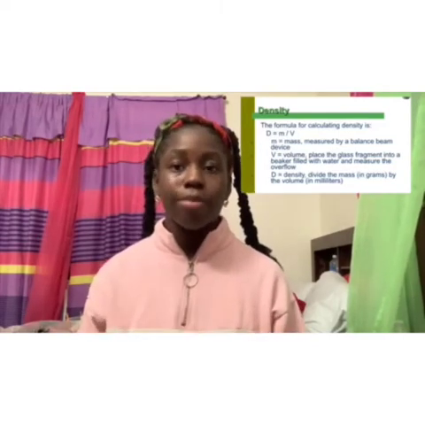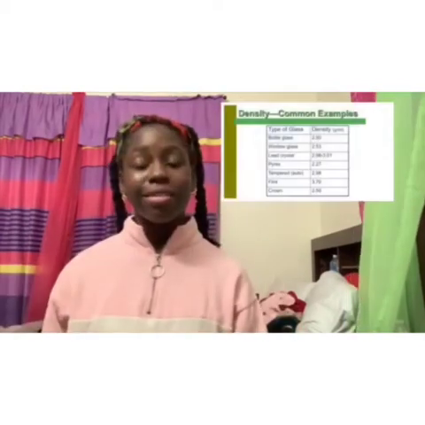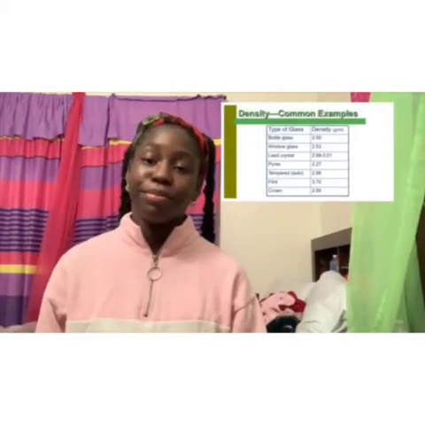Now that you know what glass is made of, next will be density. The formula for density is D equals M divided by V, M being mass and V being volume. To get density, you divide mass in grams by volume in milliliters. These are the common examples of densities in glass.